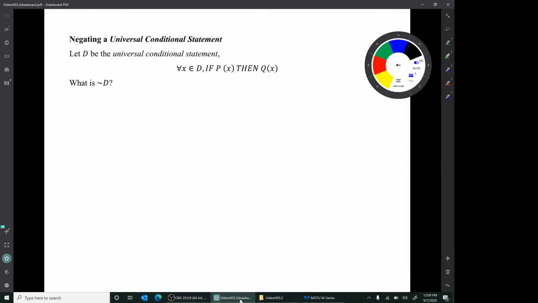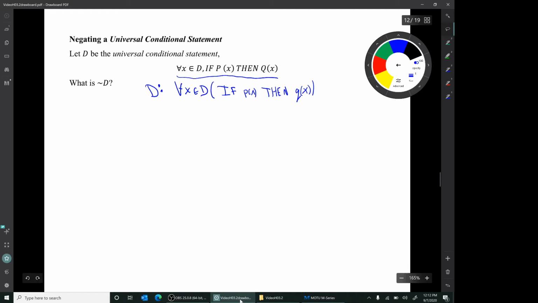Now what about negating a universal conditional statement, like this one? For all x in D, if p of x, then q of x. Now I should have written that with parentheses, my usual way of writing quantified statements. So there's my statement D written the way that I prefer to write quantified statements, with parentheses around the predicate. So what would be the negation of D? Well, I'm going to suggest that we do this in stages. I'm going to start by writing down the negation symbol in front of the letter D. And then I'm going to put down the negation symbol in front of this whole expression that is the universal conditional statement D.